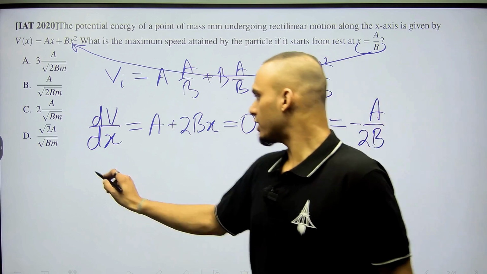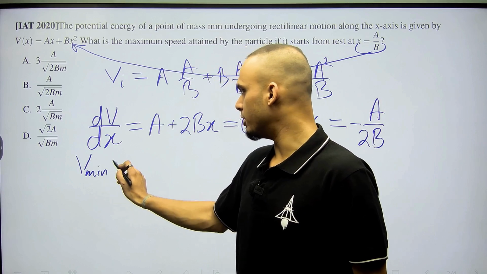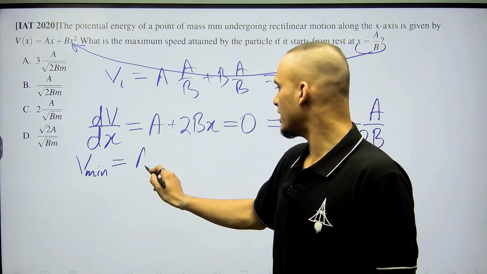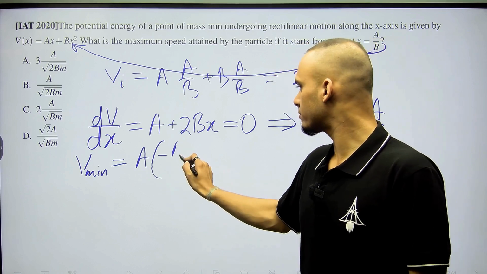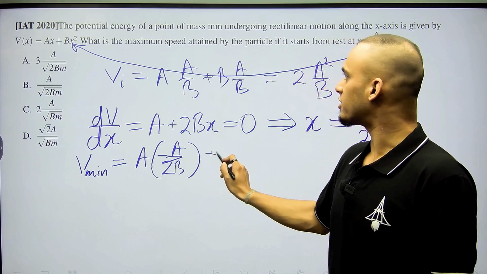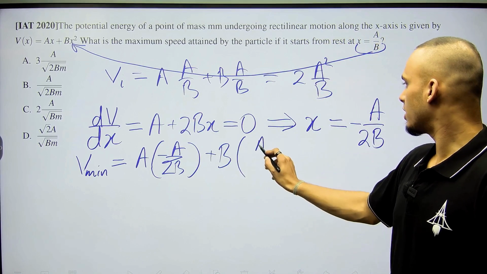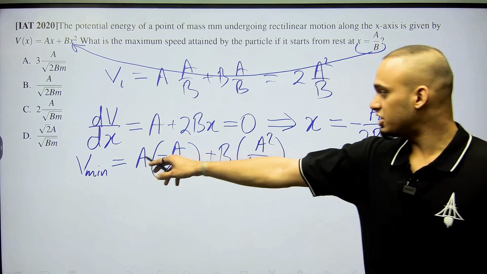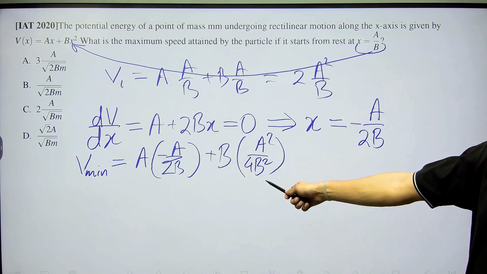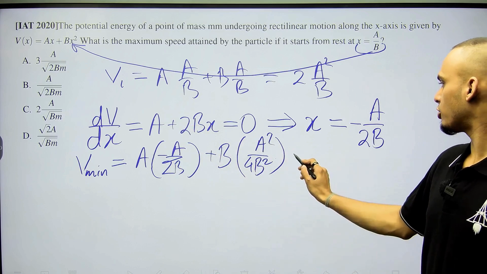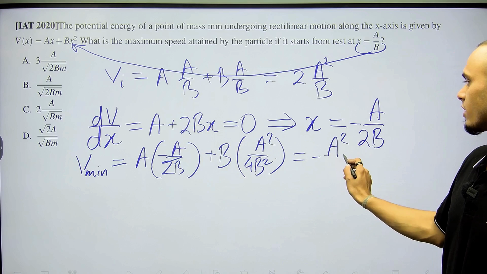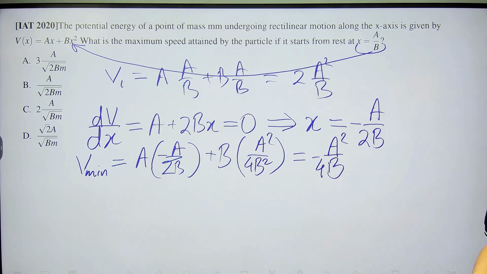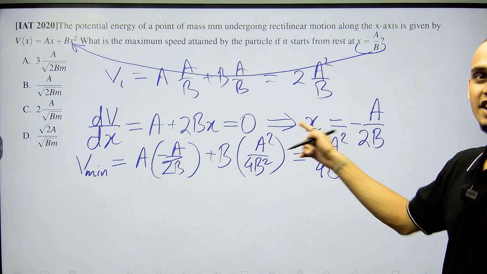And at this point, the minimum value of potential energy V minimum will be equal to, we can just substitute this value into the expression, A times minus A by 2B plus B times A square upon 4B square, since we are squaring these terms. This term gives us minus A square upon 2B. This term gives us A square upon 4B. So we will be left with minus A square upon 4B as the minimum value of the potential energy of this particle.